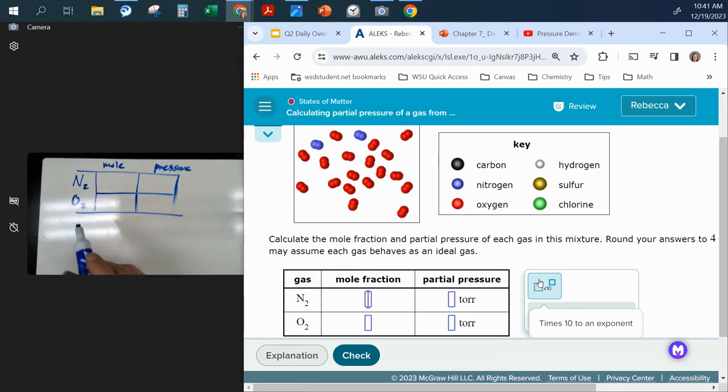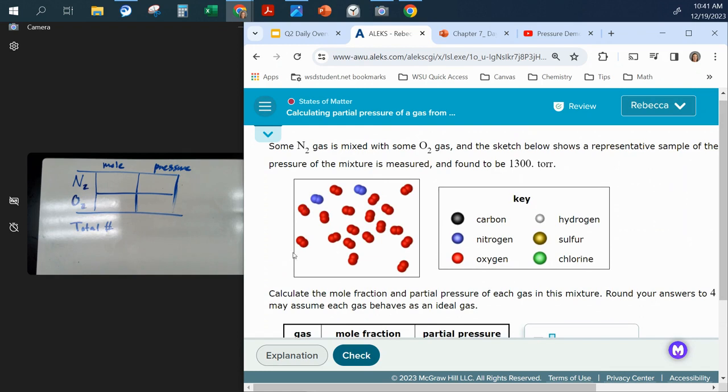So the first thing that I like to do is find the total number of particles. So if we count these, there's a lot. 1, 2, 3, 4, 5. Oh, this is hard for me. 1, 2, 3, 4, 5, 6, 7, 8, 9, 10, 11, 12, 13, 14, 15, 16, 17, 18, 19, 20. So I think there's 20. I'm going to count again. 1, 2, 3, 4, 5, 6, 7, 8, 9, 10, 11, 12, 13, 14, 15, 16, 17, 18, 19. I think I didn't count that one. 20. Okay, I think there's 20.